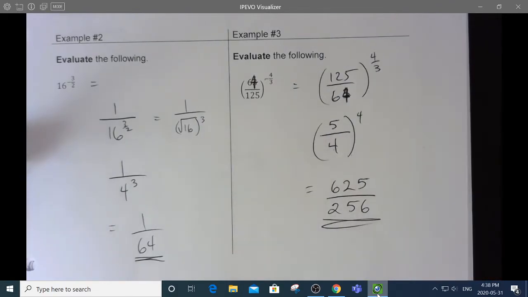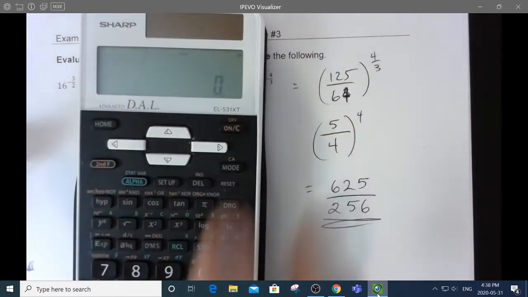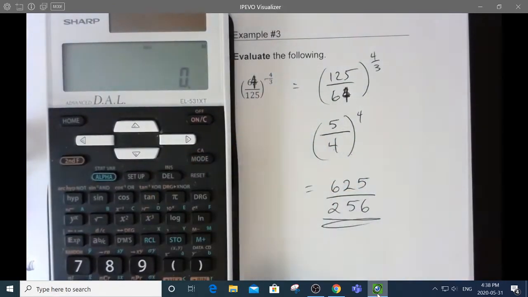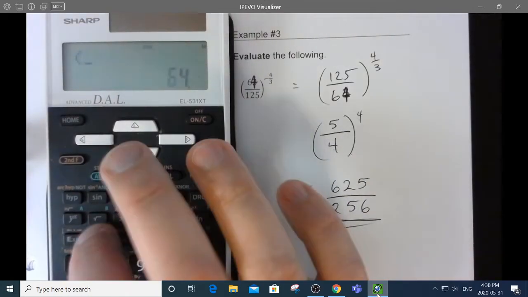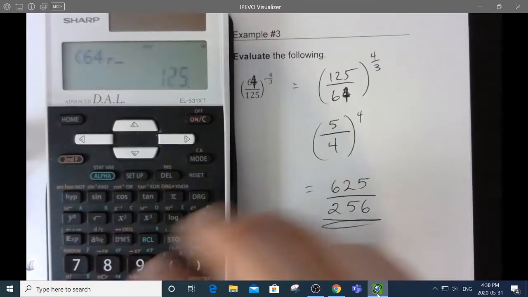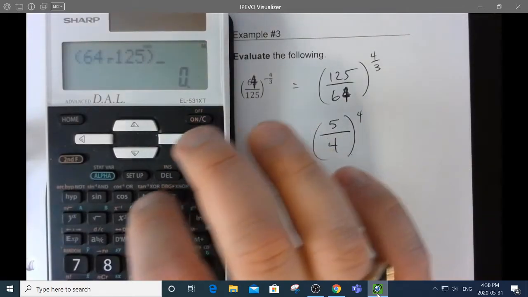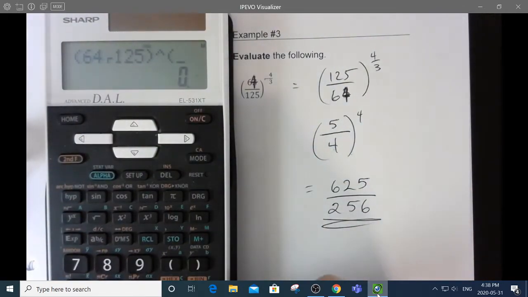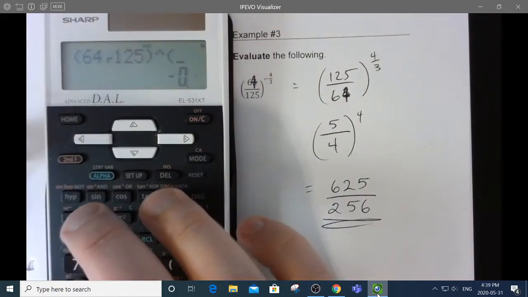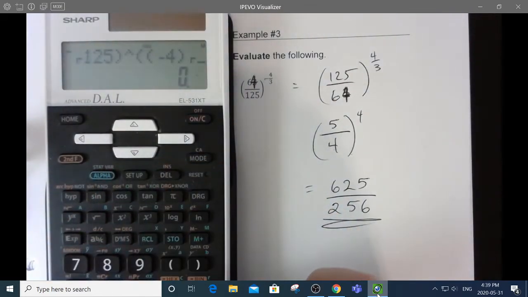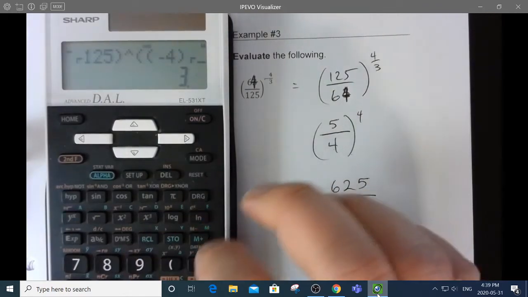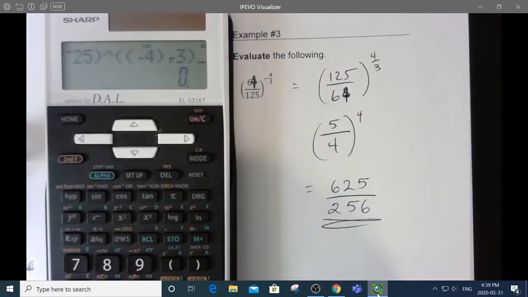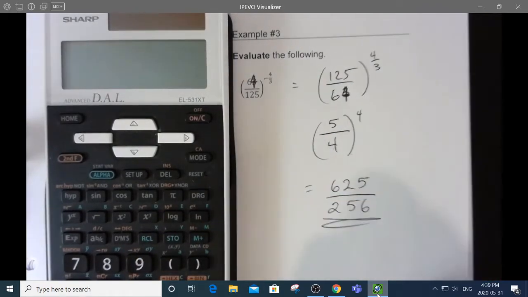By the way, calculators are capable of doing these things, and they're capable of doing them in fractions. If I were to enter this in my calculator, I could open a bracket, 64 fraction 125, close brackets, to the power of, and then open a bracket again and go negative 4 over 3. And then close the bracket for the exponent and hit equals, and I actually don't even know if this is going to work. It should.